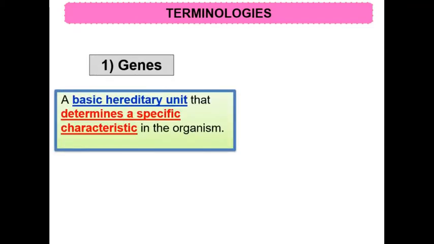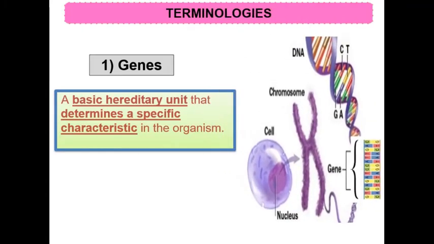First, gene. Gene is a basic hereditary unit that determines a specific characteristic in the organism. Genes are located on a specific locus of a chromosome. It consists of DNA segments that encode particular protein.